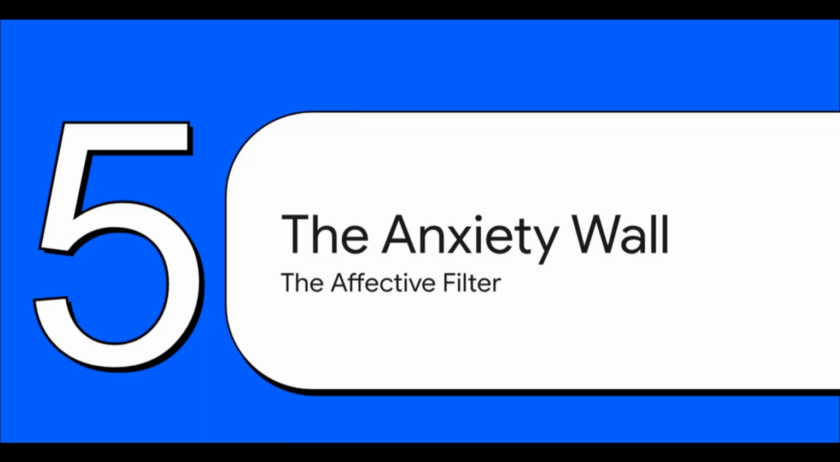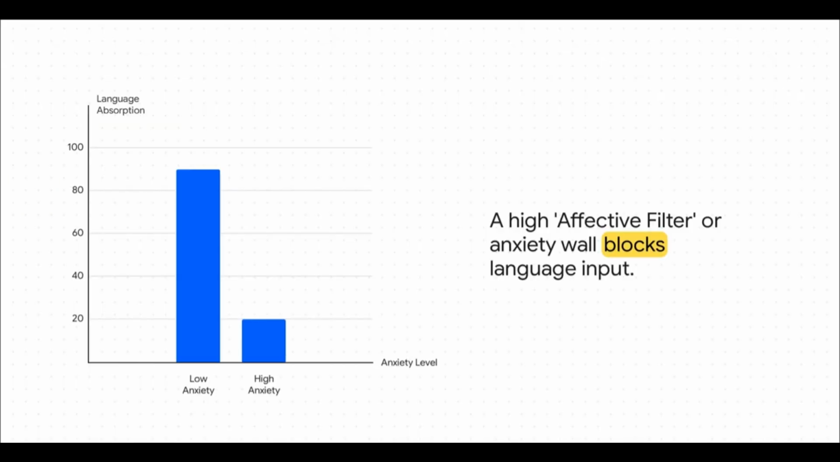And that brings us to the 5th and final idea, and honestly, this one might be the most important one of all, because it's about the emotional side of things. Krashen calls it the affective filter, but a much easier way to think of it is as an anxiety wall. It's pretty simple. When you're relaxed and confident, your anxiety is low and your brain is like a sponge, just soaking up all that new language.